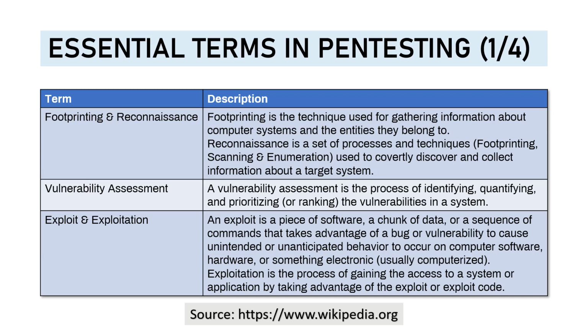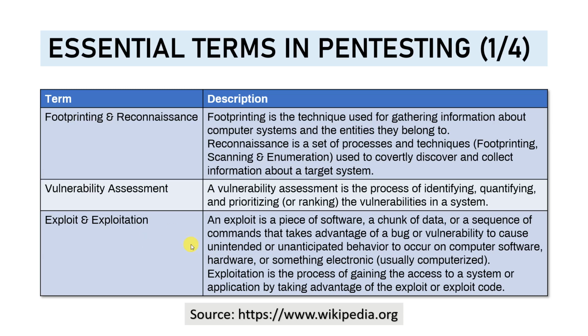Now, the second one is vulnerability assessment, which is the process of identifying, quantifying, and prioritizing, or even ranking, vulnerabilities in the system. Then we have the exploit and exploitation. The exploit itself is a piece of software, a chunk of data, or a sequence of commands that takes advantage of a bug or vulnerability to cause unintended or unanticipated behavior to occur on computer software, hardware, or something electronic, usually computerized. While exploitation itself is the process of gaining access to a system or application by taking advantage of the exploit or exploit code.